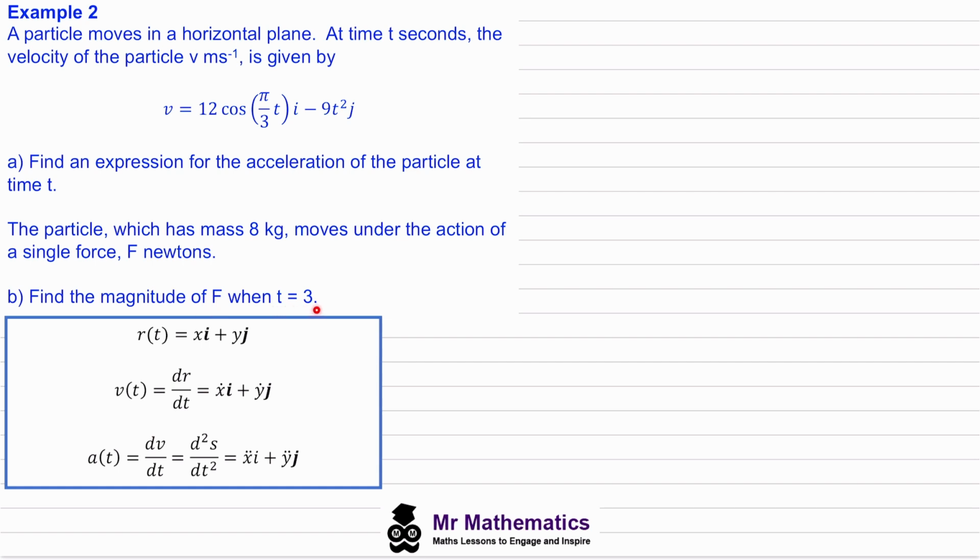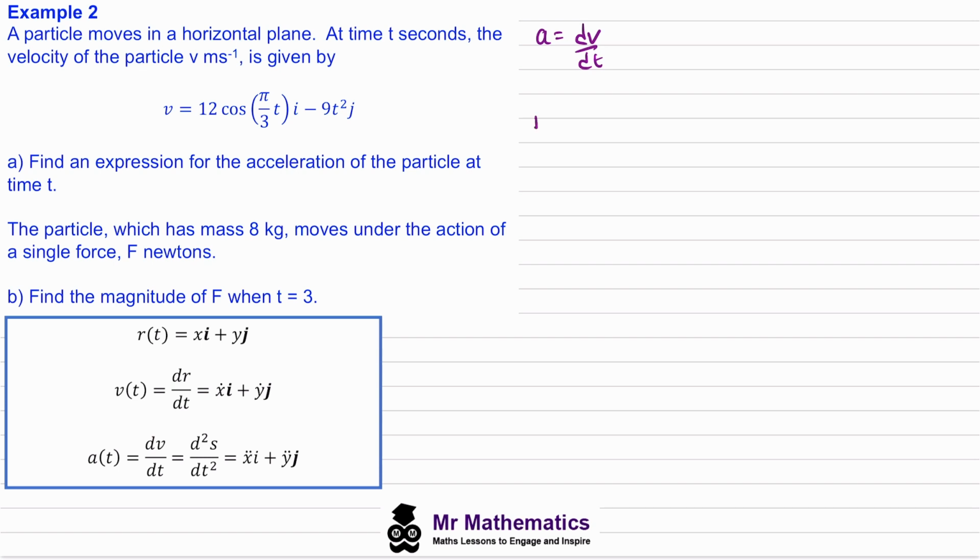Okay, so because we want to work out acceleration and we've been given velocity, we know that the acceleration will be dv by dt. So what this means is that we need to differentiate each of these components with respect to t.